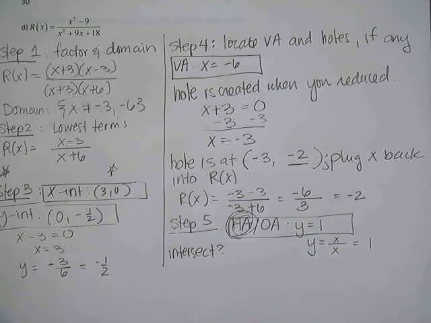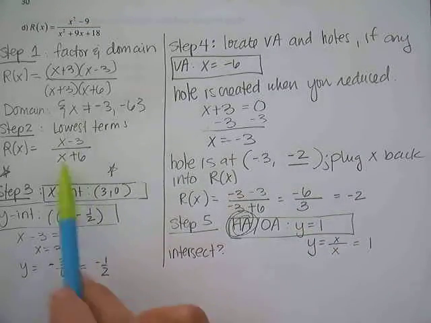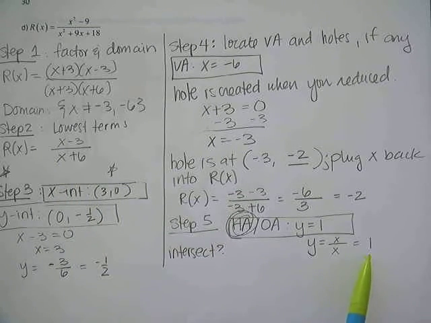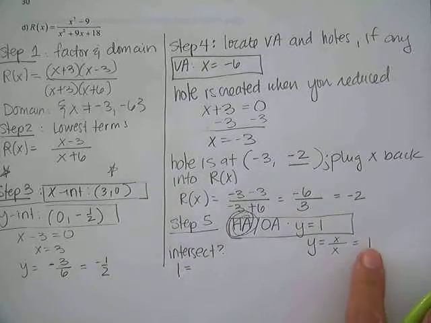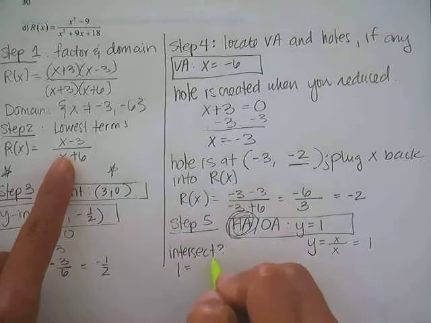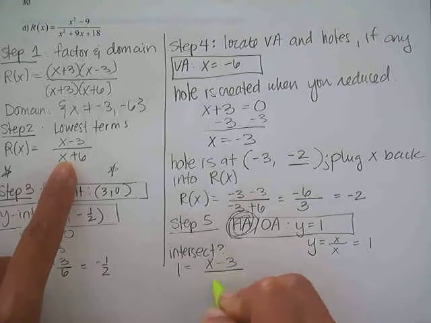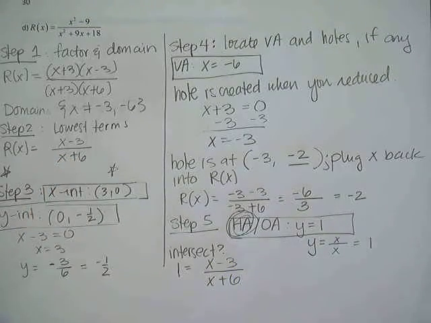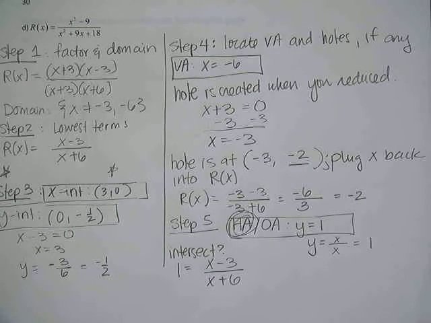Then we have to see if our rational function will intersect our HA or not. So take your y value, which is 1, set it equal to x minus 3 all over x plus 6. We are going to cross multiply, butterfly.